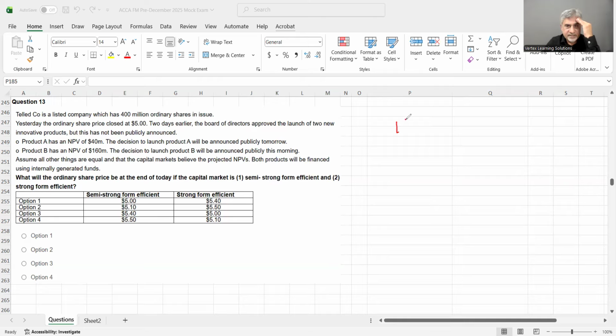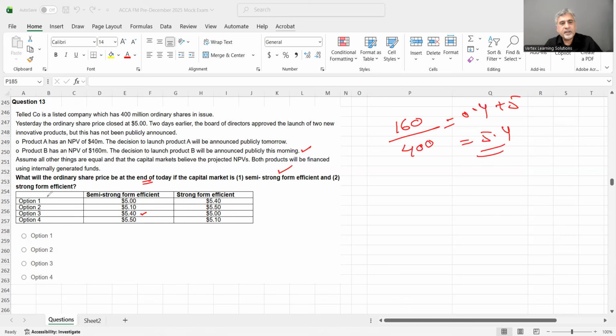So this is 160 million. This will be announced in the morning, and this will be reflected at the end of today, because it is announced in the morning. Immediately the effect will come. And how much effect will come? 160 million. You have 400 million total shares. So $160 million will be divided over 400 million shares. It is going to increase by 0.4. Your current price is 5. So 5.4 in this case. If it is semi-strong form efficient, 5.4 will come. So 5.4 here in semi-strong form.